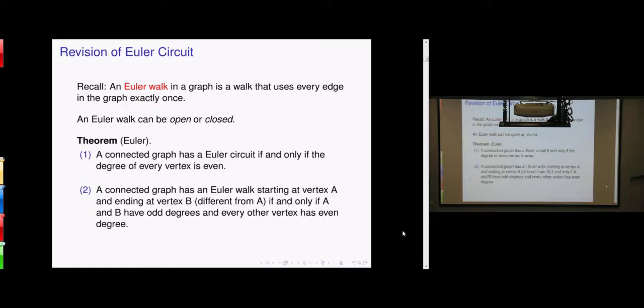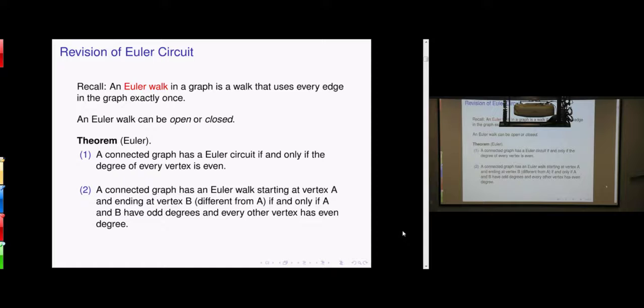Let me remind you what they say. The theorem by Euler says a connected graph has an Euler circuit if and only if the degree of every vertex is even. The degree of a vertex means the number of edges coming out of the vertex. So there is an Euler circuit if and only if the degree of every vertex is even.